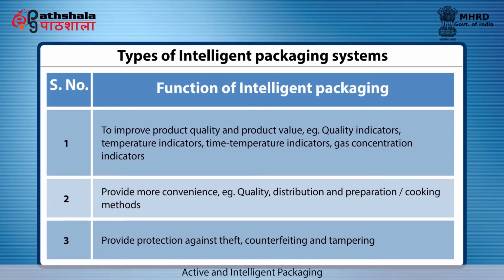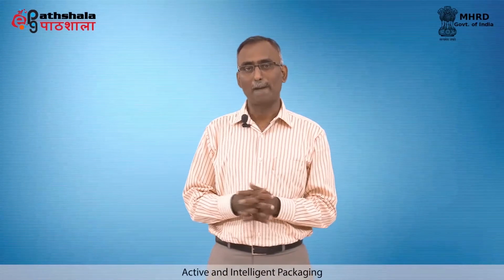Now, we will see the types of intelligent packaging systems. There are three types of intelligent packaging systems. Now, you see this table. This table shows the three types of intelligent packaging based on their functions. To improve the product quality and product value. Example, quality indicators, temperature indicators, time temperature indicators, gas concentration indicators. The next is provide more convenience. Example, quality, distribution and preparation or cooking methods. Next is provide protection against theft, counterfeiting and tampering. We will see one by one in detail.